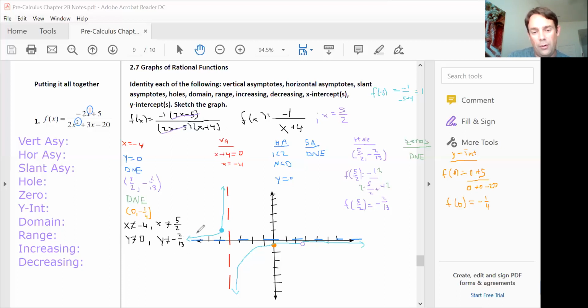Now, if we look at the graph here, looks like this entire area over here, I am increasing. And down here on this branch, I'm increasing the entire way as well. So it looks like I'm actually increasing the entire time. There is no decreasing. In fact, that is the case. So for increasing, I'd say x, just like before, x doesn't equal -4, and x doesn't equal 5/2. And decreasing, well, no, there is no decreasing part, so we just say it does not exist.